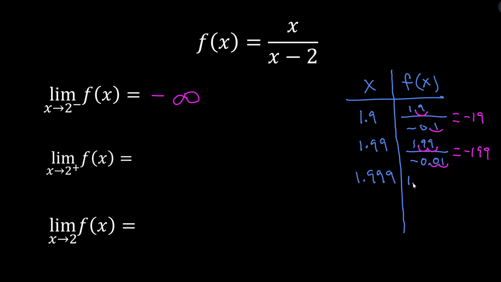So when I plug this in, I get 1.999 in the numerator. And in the denominator, I get 0.001. Now I'm multiplying the numerator and the denominator by 1,000. 1, 2, 3, 1, 2, 3. And I'm getting exactly what I predicted, negative 1,999. And I can pretty confidently say that the limit as x approaches 2 from the left is negative infinity. The y values are getting smaller. They are decreasing without bound.